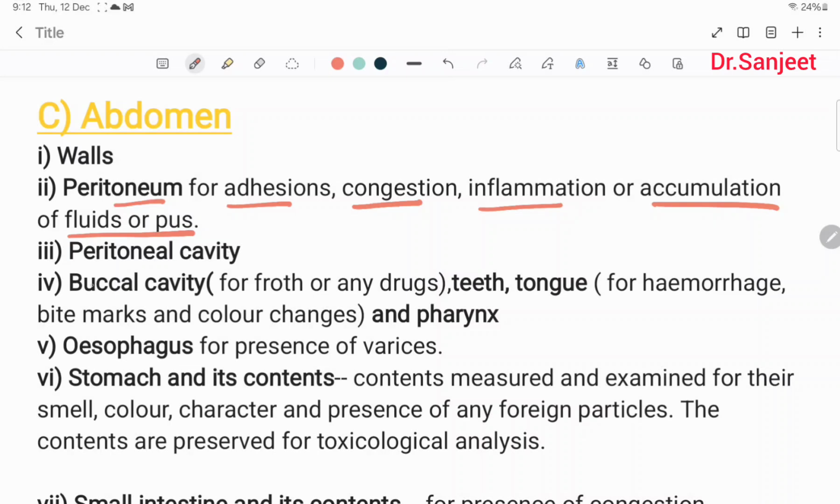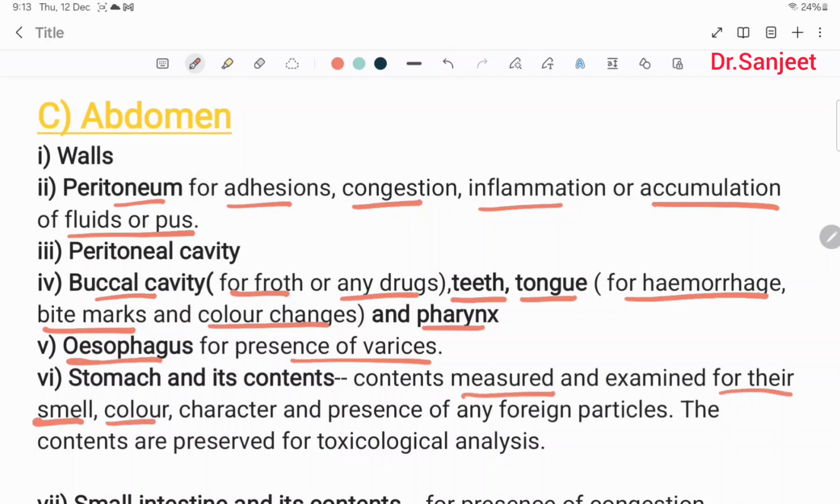Peritoneal cavity, buccal cavity for froth or any drugs. Teeth, tongue for hemorrhage, bite mark and color changes. Then pharynx. Then oesophagus for the presence of varices. Stomach and its content measured and examined for their smell, color, character, presence of any foreign particles. The contents are preserved for toxicological analysis.